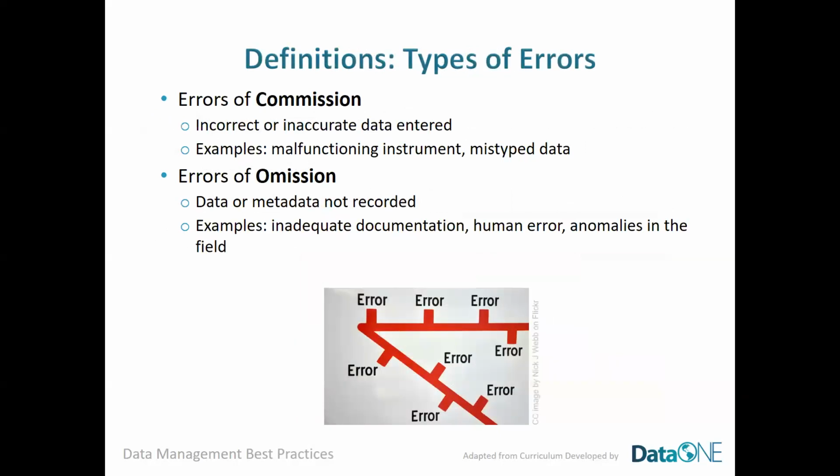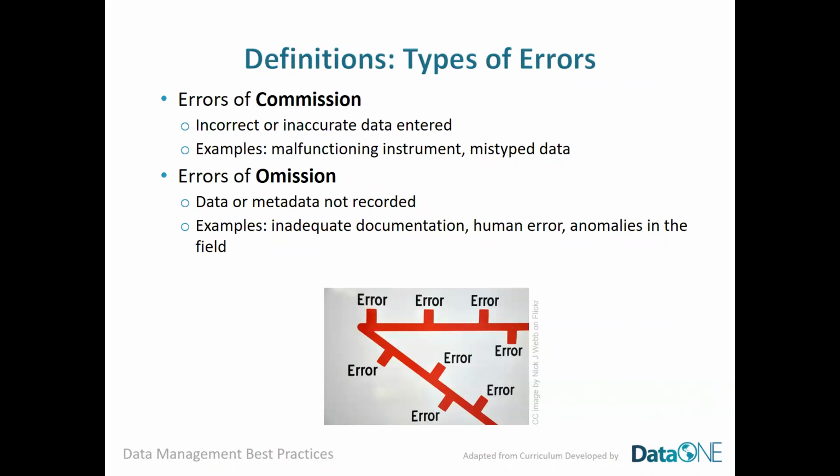In general, there are 2 types of errors that you can make. First, errors of commission, which are the result of incorrect or inaccurate data being input into the data set. This may happen because of a malfunctioning instrument that produces faulty results, or data that are mistyped during entry, or any other type of problem in which you incorrectly enter data.